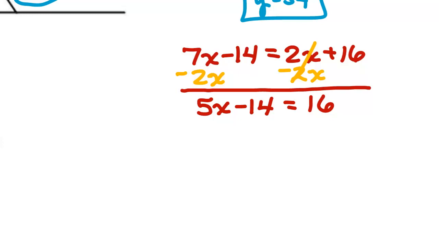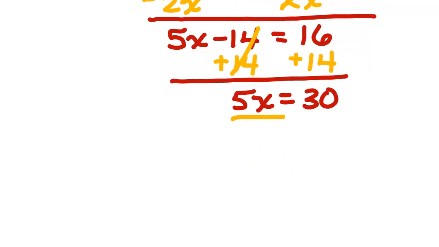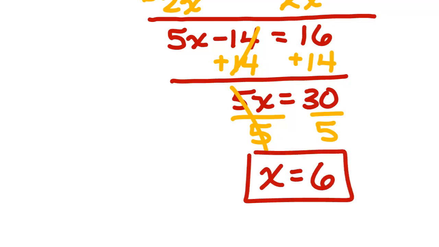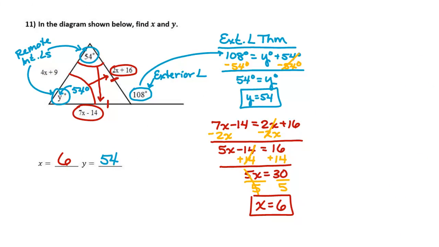What do I do next? Add 14 to both sides. So I get that 5x is equal to what? What is 16 plus 14? 30. 5x equals 30. And then when I divide both sides by 5, I figure out that x is 6. So y is 54 and x is 6.